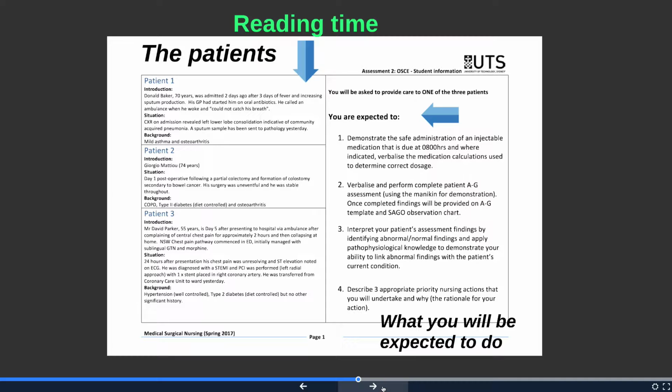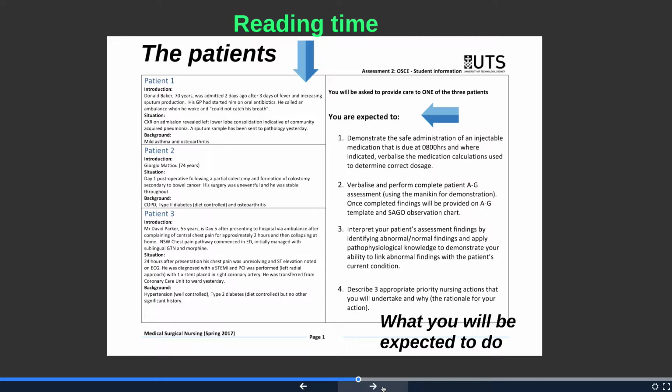You need to verbalise and perform a complete patient A to G assessment, and you may use the mannequin for demonstration, purely for pointing out areas that you may like to highlight to your marker. Please note that you're not asked to perform vital signs as such, so you will not be asked to actually do the blood pressure, take the pulse, or count the respiratory rate. What we are looking for is your ability to describe to the marker how you would perform an A to G assessment on a patient.